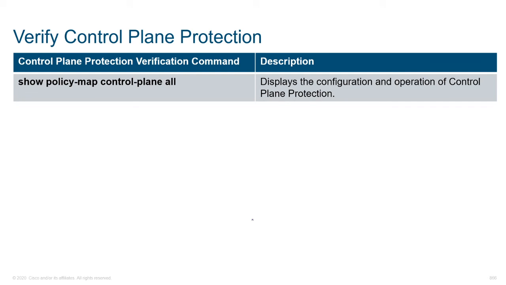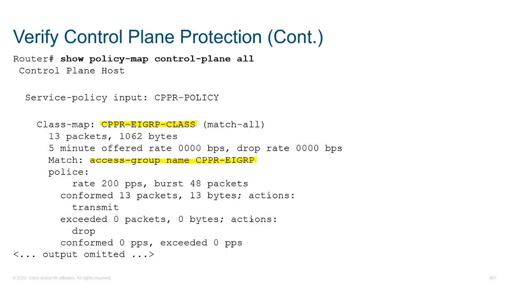And here they give us an example of the show policy map control plane all. We have a little bit of the output here. There's a little bit more output in your courseware, but you can see the show policy control plane all is going to tell us the input policy, what the name of the class map was, and here is the access group that we were matching on. All right, so the then statement was, what are we policing, 200 packets per second or 50 packets per second, and so on and so forth.